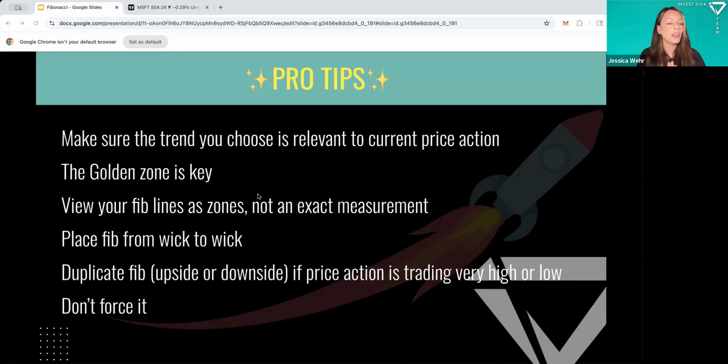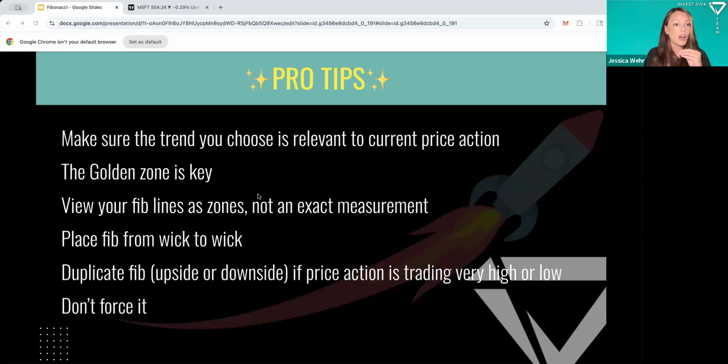And duplicate fib, very common question I get. If the price has gone to an all-time high or an all-time low and previous trends are just not relevant, when you're doing this, I'm going to demonstrate how to do this. When you're doing this, you're thinking about what is your strategy. If you're long term, maybe you want to duplicate a recent uptrend and then put it on top and see. Because if you're long term and you think they're going to grow at the same trajectory or rate, then you can project what could happen in the future.